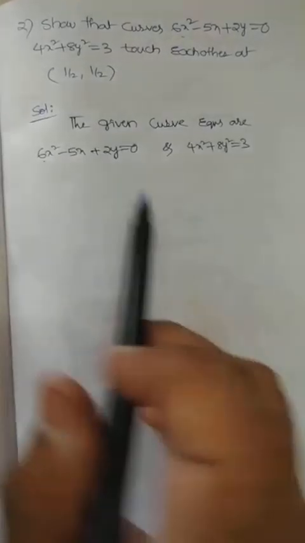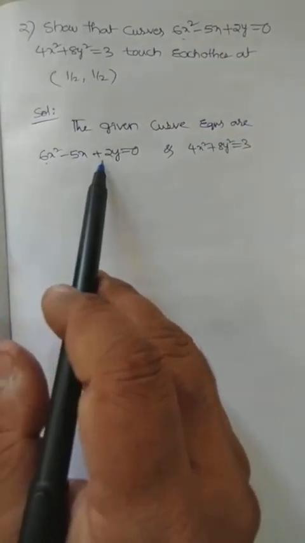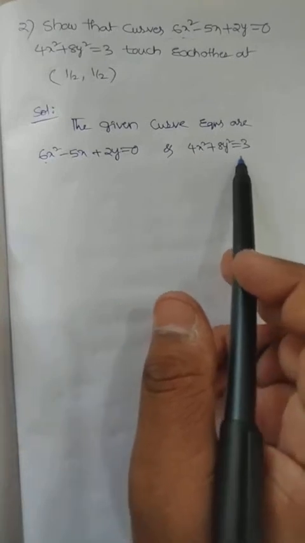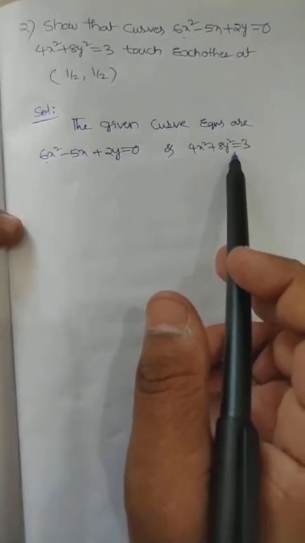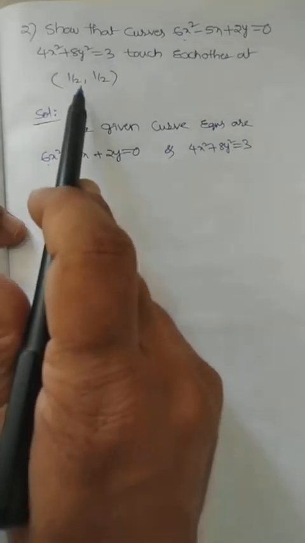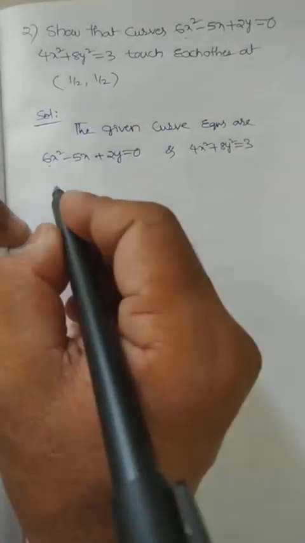So the given curves are 6x square minus 5x plus 2y equals 0 and 4x square plus 8y equals 3. We have to find the derivative of these two curves at this point. Okay, so first I will take this curve. What is our curve?